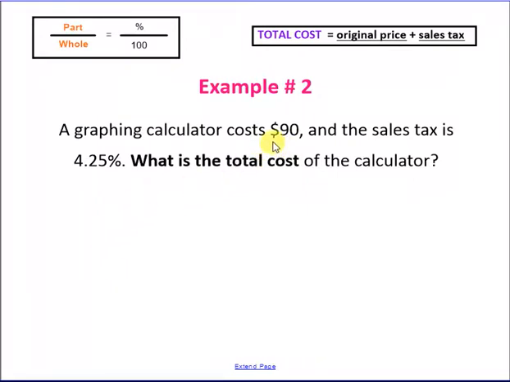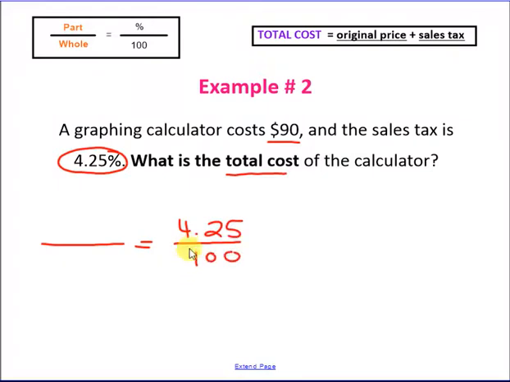All right, example 2. A graphing calculator costs $90. The sales tax is 4.25%. What is the total cost? This time it's asking us the total cost, so we're going to have to add it back at the end. First, make your proportion. Our percent is 4.25, always over 100, and the calculator costs $90. I put my X here because I'm trying to figure out this 4.25% tax.